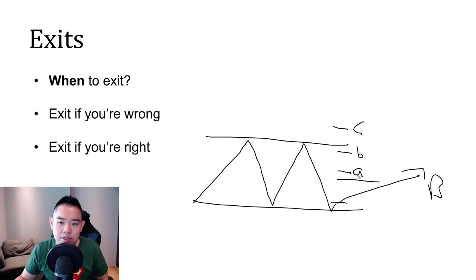Why is that? It's because A is kind of in the middle of nowhere. If I take my profits over here at A, I'm leaving profits on the table because it's pretty much in no man's land. What about B? I want to actually take profits at B.